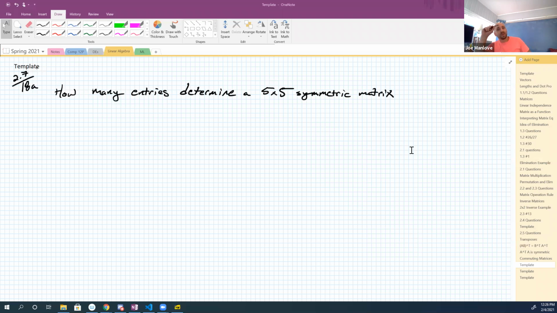All right, so this is more or less problem 18a in 2.7, which I didn't assign, but I thought would be worth talking about since we're chilling here. This gets to something we're going to talk about a little later, which is the dimensionality of things that are not obviously vector spaces. So let's think about how many entries we need to determine a 5 by 5 symmetric matrix.